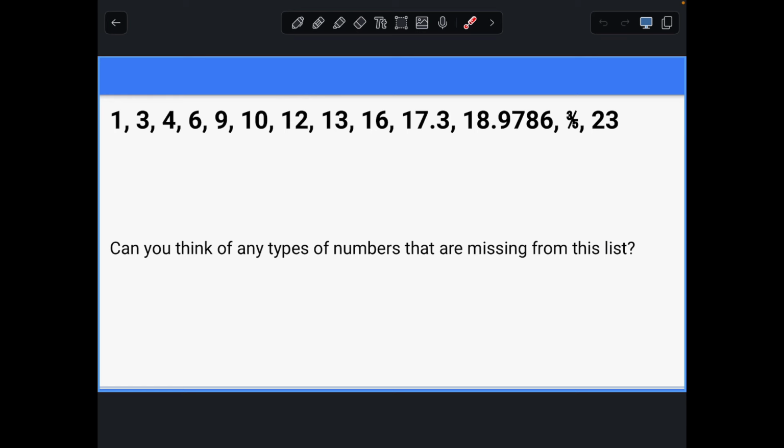Okay, great. If you did pause and if you thought about it, some things that are missing, right? There are no negative numbers. There are no irrational numbers. Okay, things like that.